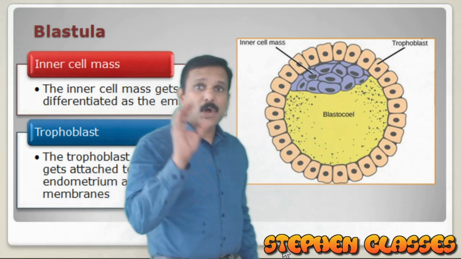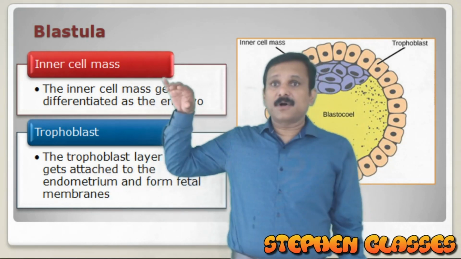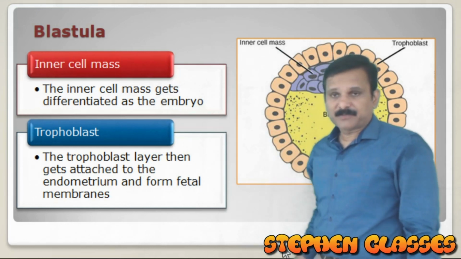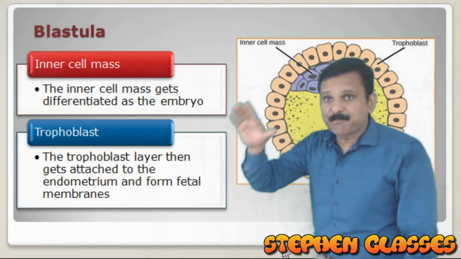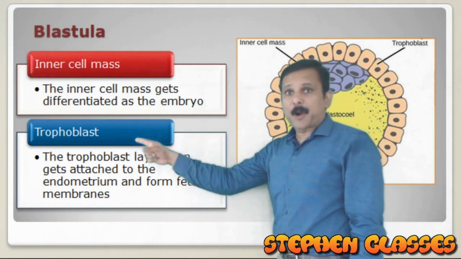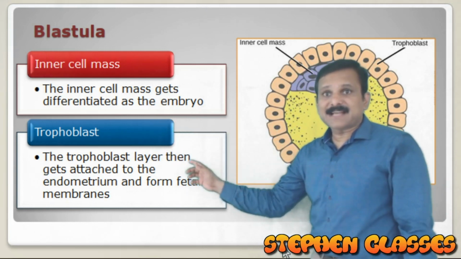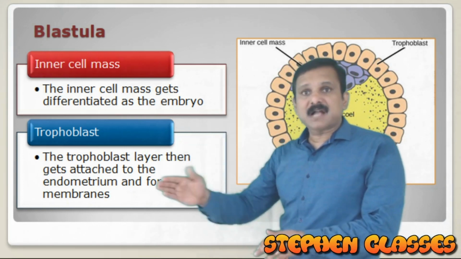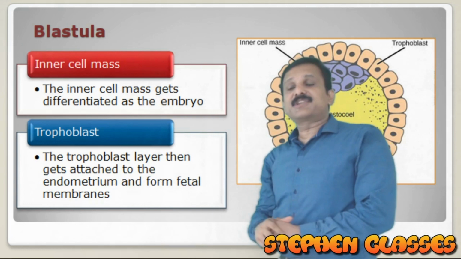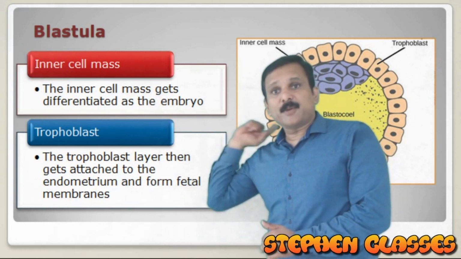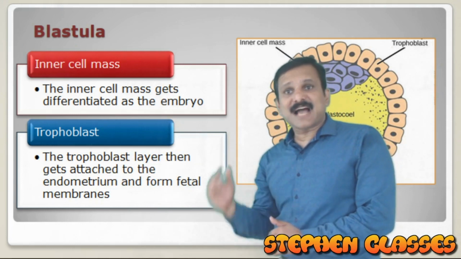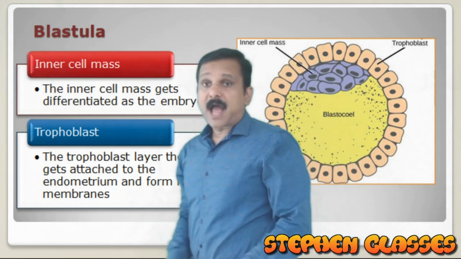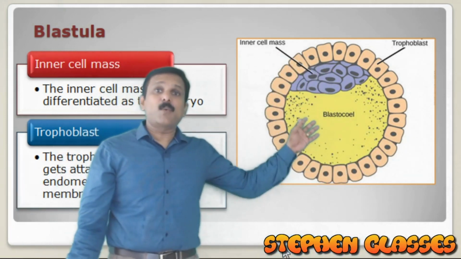And you should know the role of the inner cell mass and also the trophoblast. The inner cell mass gets differentiated as the embryo. The inner cell mass will develop into the embryo proper, right? Then what about the trophoblast? The trophoblast layer will get attached to the endometrium and it will develop into the fetal membranes. So which part of the blastula will attach onto the endometrium? It will be the trophoblast. Trophoblast attaches onto the uterus. Is it clear? So this diagram is important, and also the function of these two parts is very important.